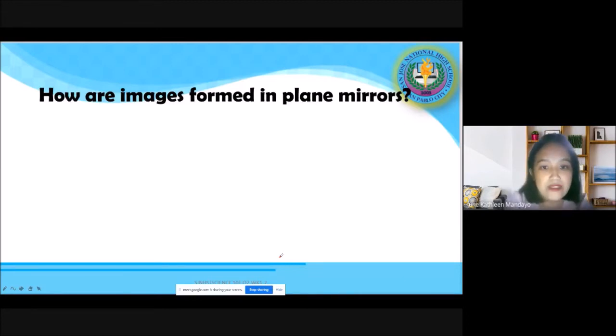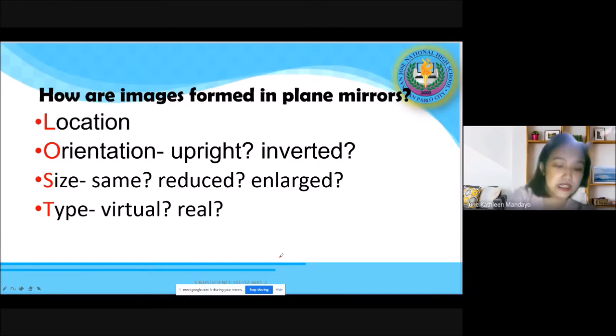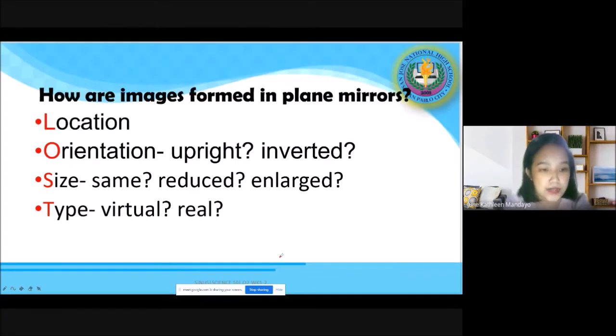Okay? So whenever we have to discuss or describe the images formed, we can use the following mnemonics. Gagamitin natin po itong mnemonics na to. So we have here LOST. So the images should be described in terms of number 1, the location. So for plane mirrors, madali lang. You can use lang the terms behind or in front of the mirror. Pero it will differ now for curved mirrors and lenses.